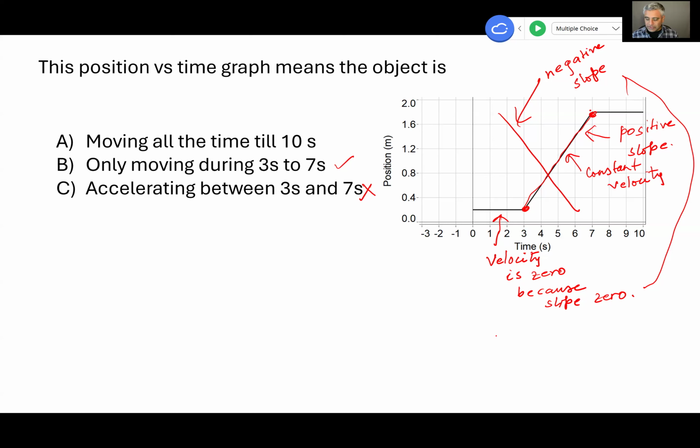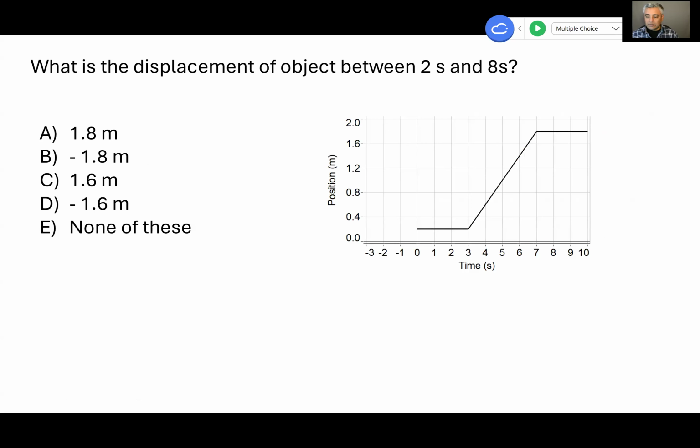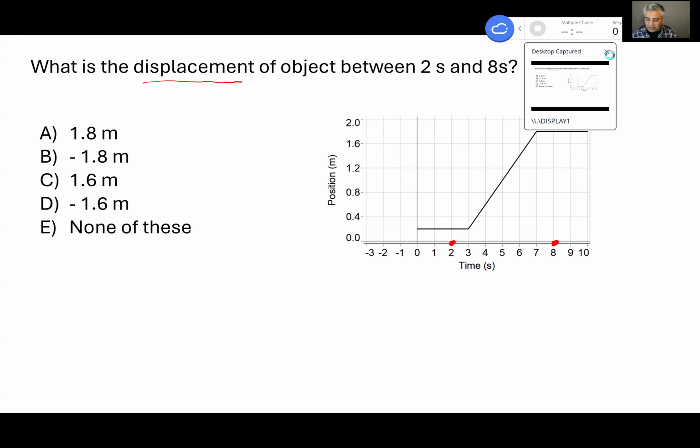So that's how this position versus time graph looks like. That's how they work. And here is one more question related to the graph and motion diagram. Oh, the graph here between 2 seconds and 8 seconds. Displacement. You have a minute and 30 seconds to answer this question. You may have to write formula and do some calculation on top of reading the graph.